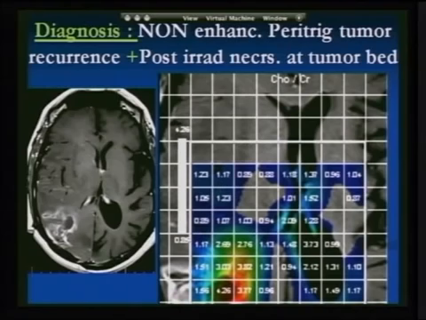And the diagnosis was that there is a non-enhancing peritrigonal area of recurrence, while the lateral part was a post-irradiation necrosis.